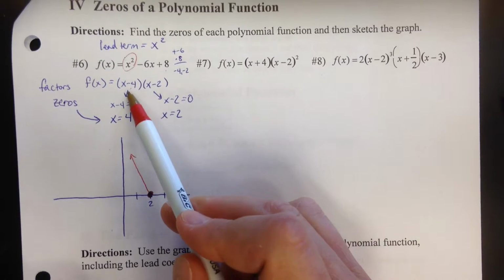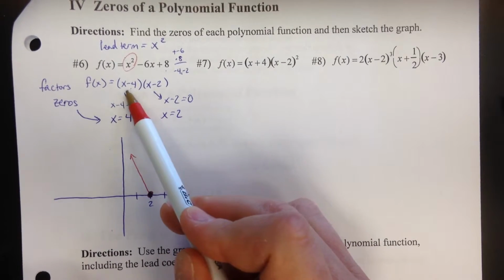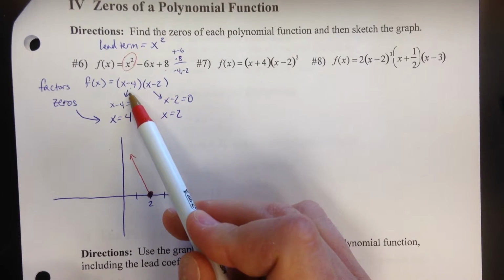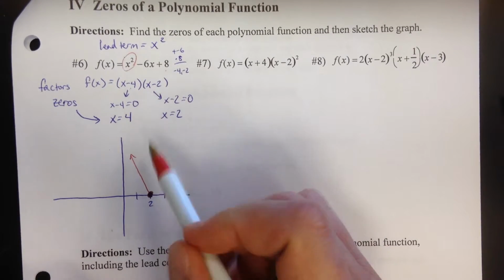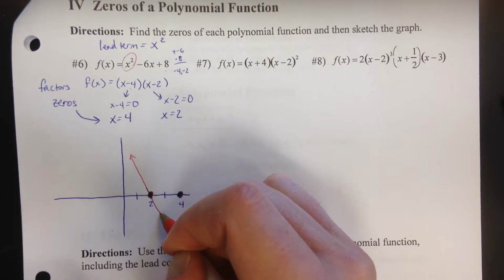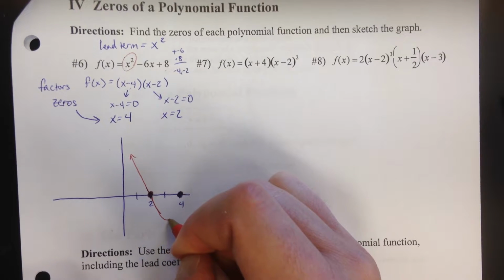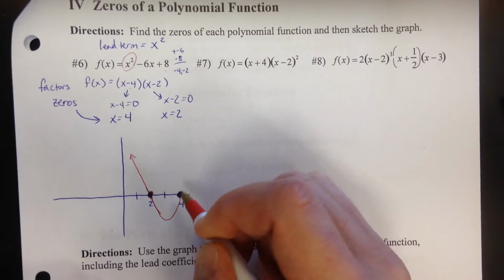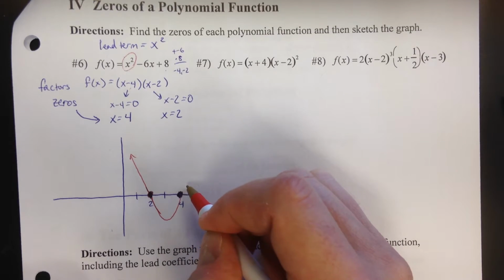Now, each of these zeros, it's not a double zero. It's not something squared. Okay, so I know we're going to go down. We're going to go through the 2. At some point, we're going to turn. We're going to come back. We're going to come through the 4 for that 0.